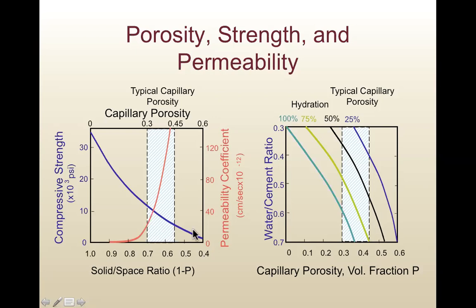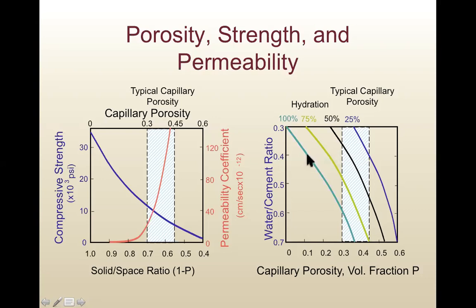The figure on the right is showing us how water to cement ratio and degree of hydration affect the porosity. Or we put it in this way, how the porosity will correlate with water cement ratio and degree of hydration. Okay. So let's say for the fixed water cement ratio, okay, the higher the degree of hydration, the porosity will go down.